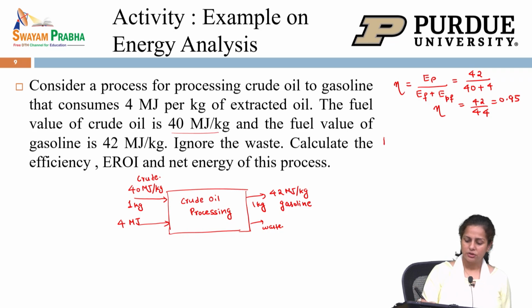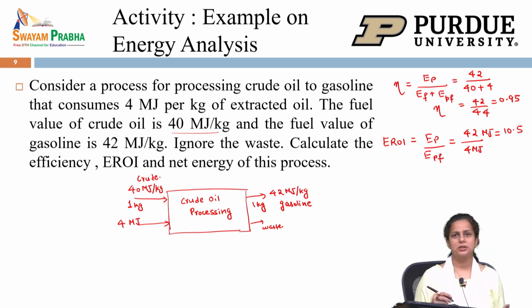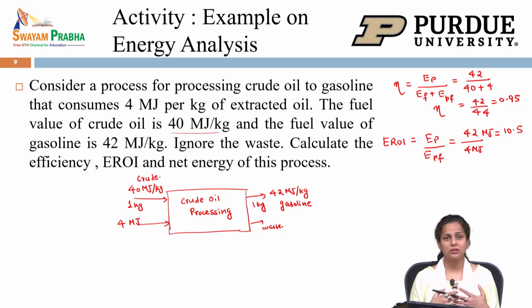Next, we can calculate energy return of investment. Your energy return of investment is defined as the product divided by the processing energy. So, our product is 42 megajoule and we have 1 kg. So, that is 42 megajoules and 4 megajoule is your processing energy. So, your EROI here comes out to be 10.5. You can see that the energy return of investment is about 10 times, which means that this process is really good in terms of giving back the energy that we have invested in the form of a product.